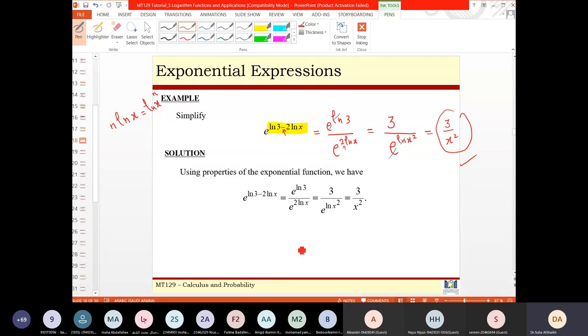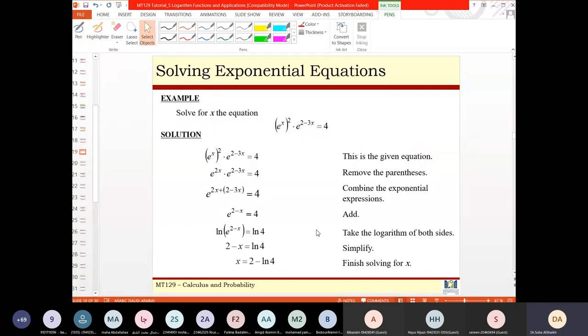Again, this can come as a multiple choice question. They ask you to simplify the expression. Now solve this equation. They want you to solve this equation.